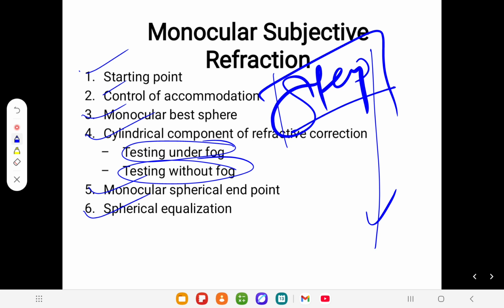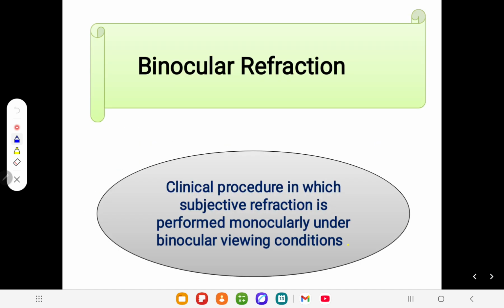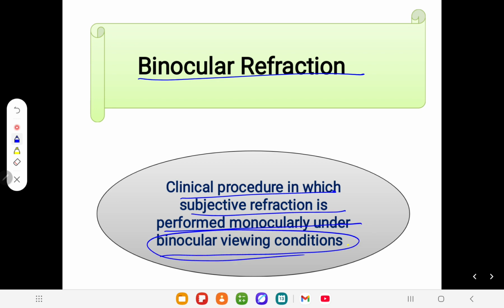Today's topic is just the difference between subjective and objective refraction. So subjective refraction is monocular refraction. These are the steps just laying out. Binocular refraction is a clinical procedure in which subjective refraction is performed monocularly under binocular viewing condition. That's the main point. Subjective refraction is performed monocularly, similar to monocular refraction, but both eyes are open and both eyes are fixing on a single target. That's why it's binocular viewing condition.